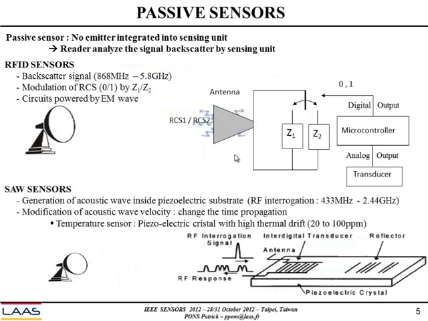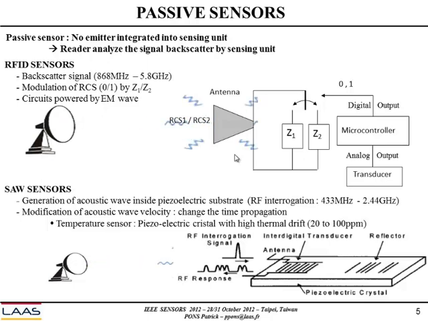Well, there are two kinds of wireless sensors, passive and active. In active sensors, there is an emitter which is integrated into the sensing unit. In passive sensors, we remove this emitter, and the reader analyzes the signal backscattered by the sensing unit. There are two main kinds of passive sensors, except inductive coupling, which has a very low interrogation distance.